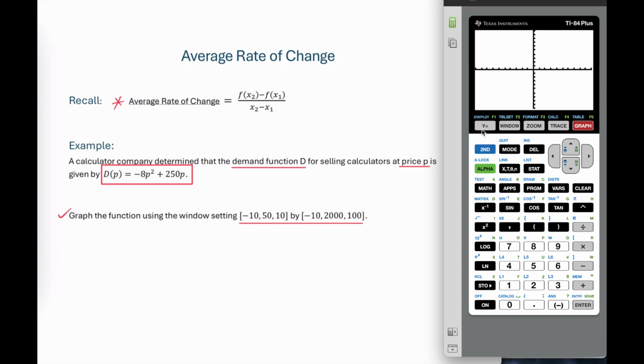So on our calculator, we're going to come over to the y equals and input our demand function. So this will be y is equal to negative 8x, the independent variable on our calculator is x, squared plus 250p, which is going to be 250x. And then we want to use the designated window setting. So let's come over here to window. The first group of numbers represents the x minimum, the x maximum, and the x scale. The second group of numbers represents the y minimum, the y maximum, and the y scale. And so once we've entered in all of those values, then we'll go back over to the graph in order to see our demand function.